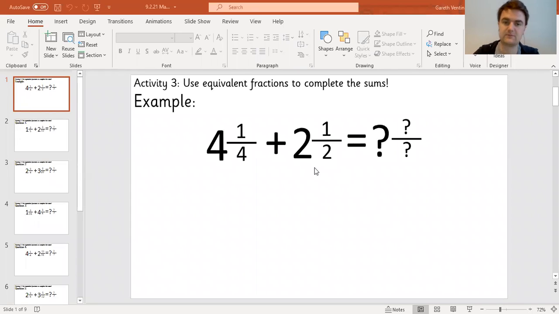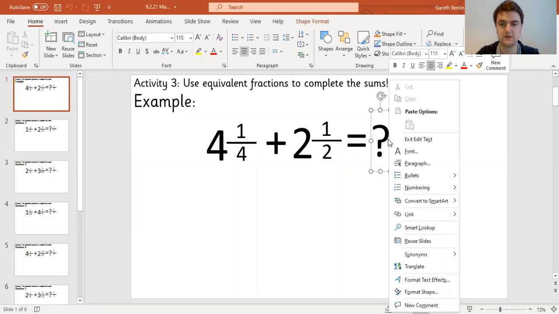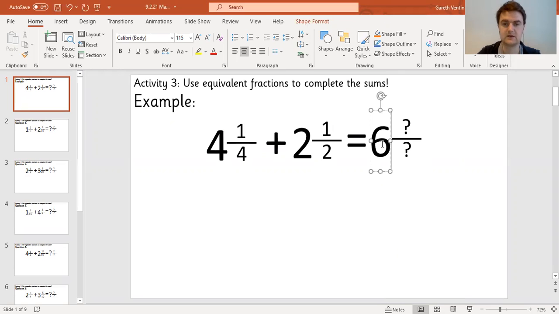For activity 3, you've got the same, except you haven't got any of the help underneath. So 4 and 2, and 4 1/4 plus 2 1/2. 4 add 2 is 6. I know that 1/4 and 1/2 I'm adding together. 1/2 is the same as 2/4. 1/4 add 2/4 gives me 3/4. You can do any working that you need to underneath. That's absolutely fine. So that's your job for today.